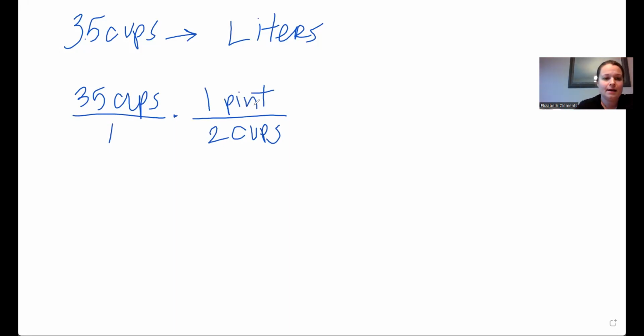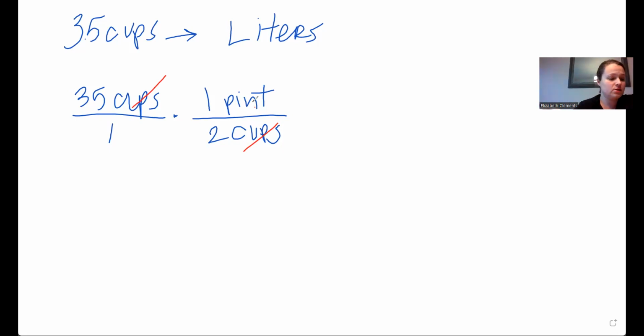Okay, now my cups are going to go away, and I'm not going to do this every time. I'll do this towards the end or at the end of each section. But my cups are going to go away. Now I have pints, but pints isn't what I want to end with. I want to end with liters.